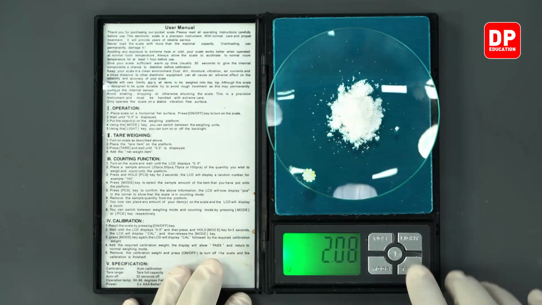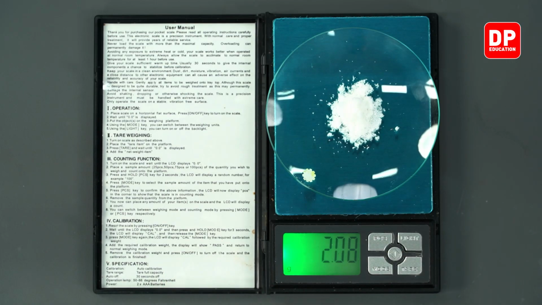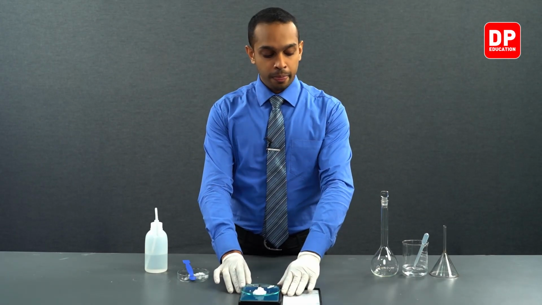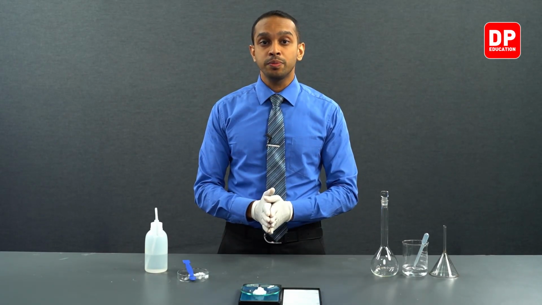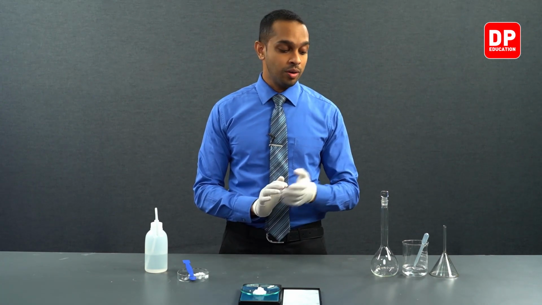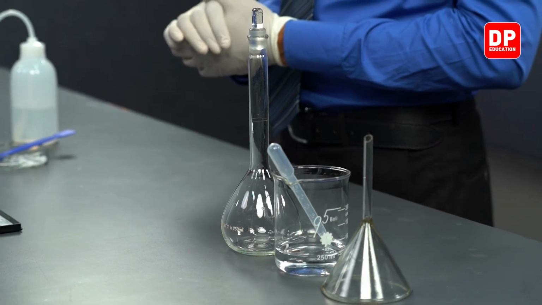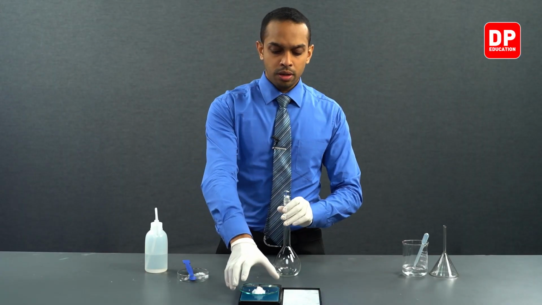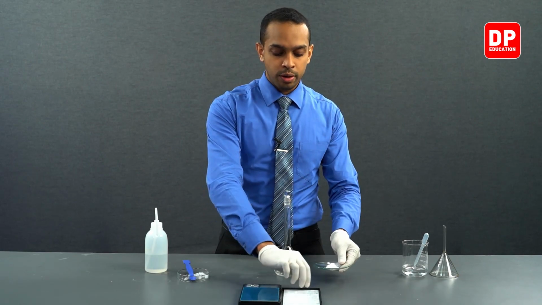So with that information, now we have measured 2.08 grams of potassium oxalate. We will no longer need the balance now, we'll keep it aside. And now we will move on to transferring this solid onto our volumetric flask. Let's move the balance out of our way.